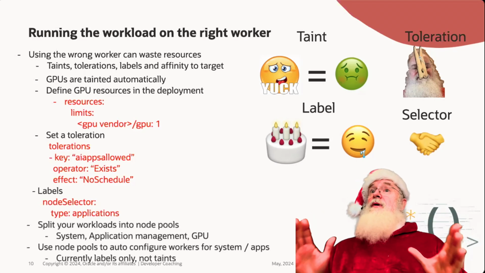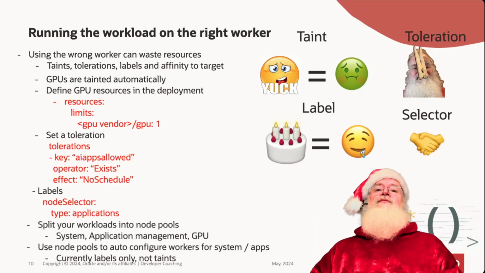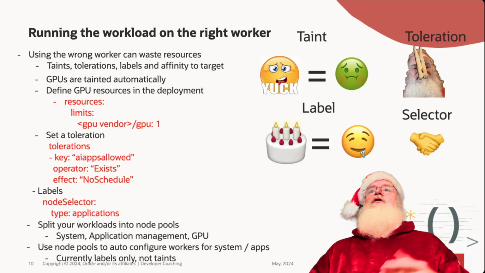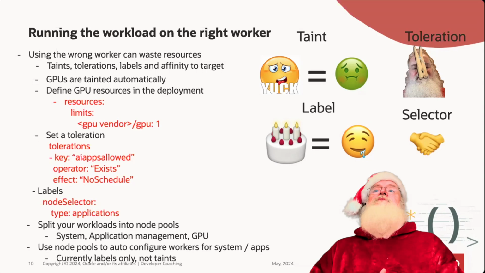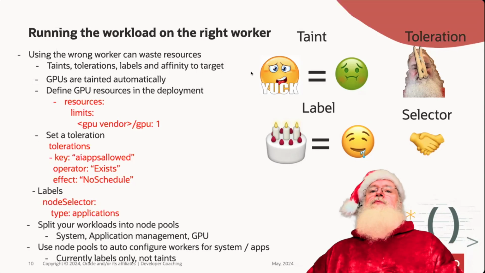We recommend you split your workloads at least into three. You've got the system workloads, for example, the Kubernetes dashboard or ingress controllers. You've got your application, things like Kubeflow management, Nextflow management, and then the GPU tasks.